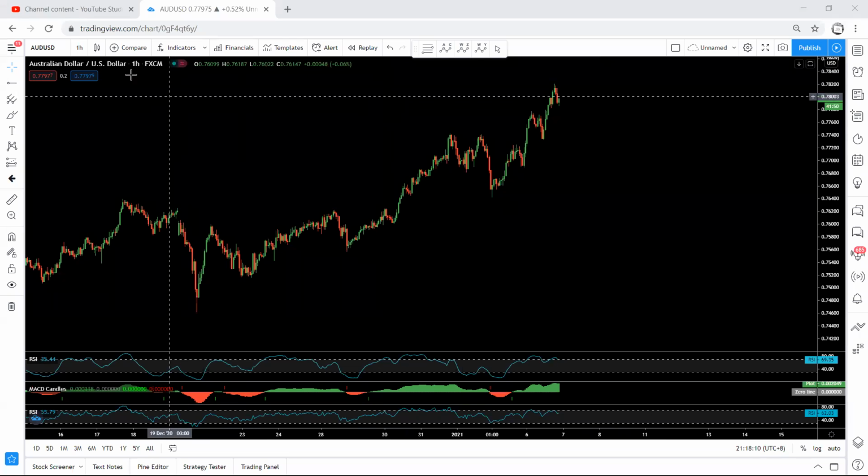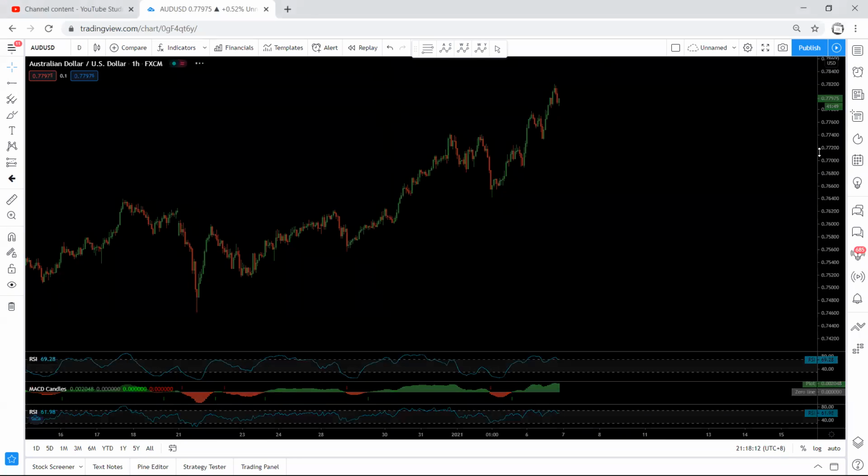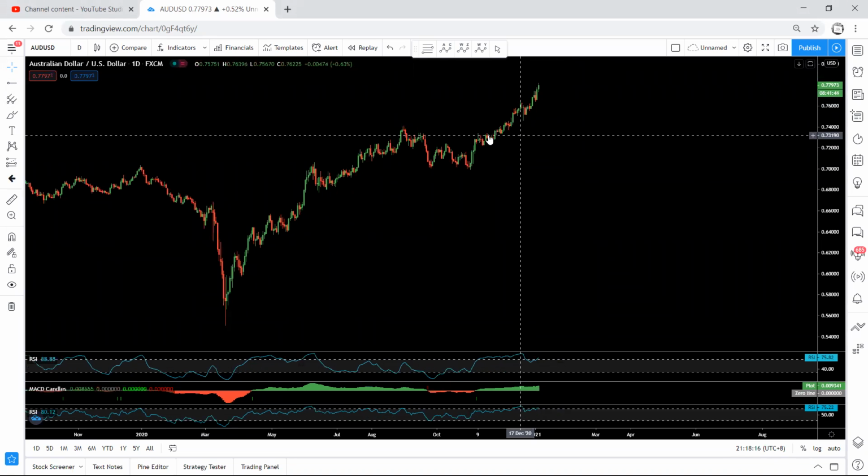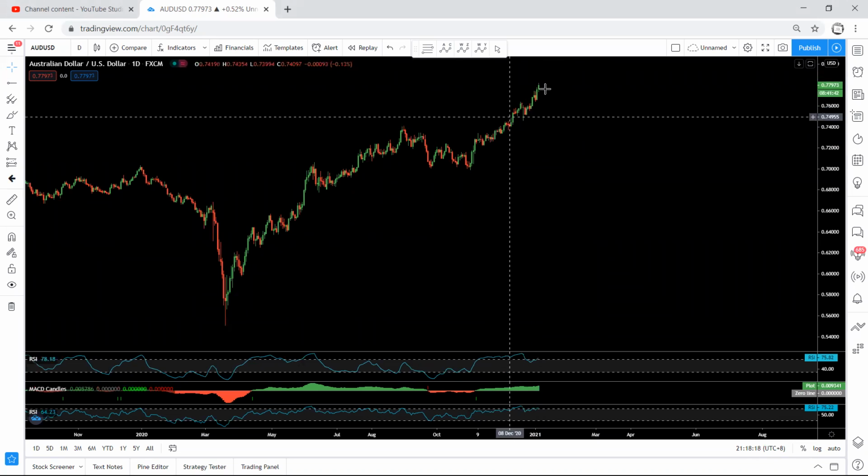Aussie USD. Now we want to analyze the chart. We move to the daily chart. As we can see, based on the daily chart, the price is still keeping the up move, uptrend.